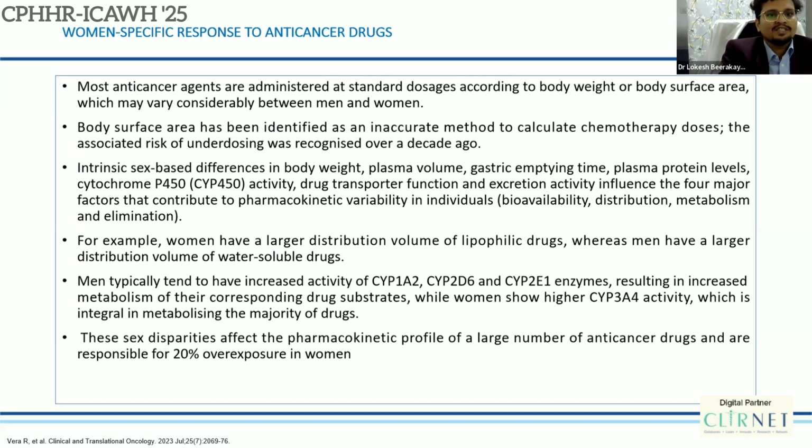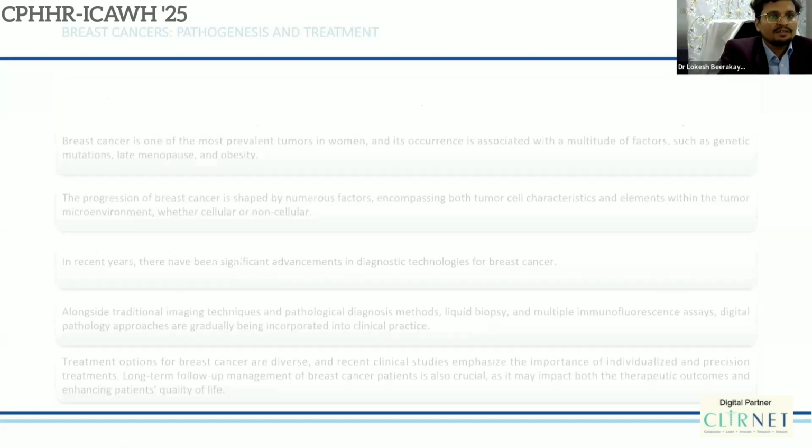Women have a larger distribution volume of lipophilic drugs, whereas men have a larger distribution volume of water soluble drugs. So this also we need to keep in mind, and also men typically tend to have increased activity of cytochrome P1A2, 2D6, and 2E1 enzymes, resulting in increased metabolism of their corresponding drug substrates. While women have higher cytochrome P3A4 activity, which metabolizes the majority of the drugs. So these things we have to keep in mind before administering the anti-cancer drugs.